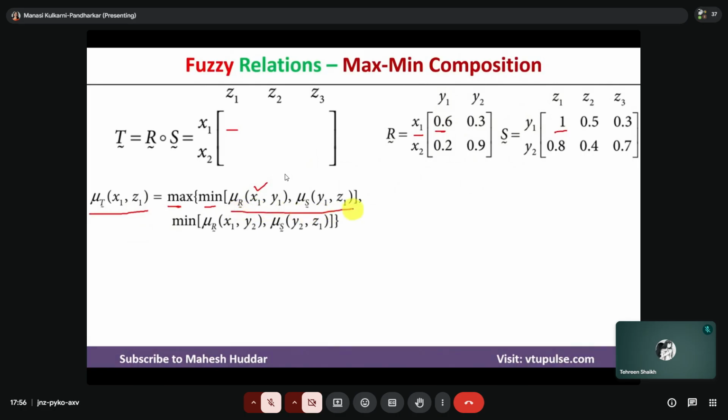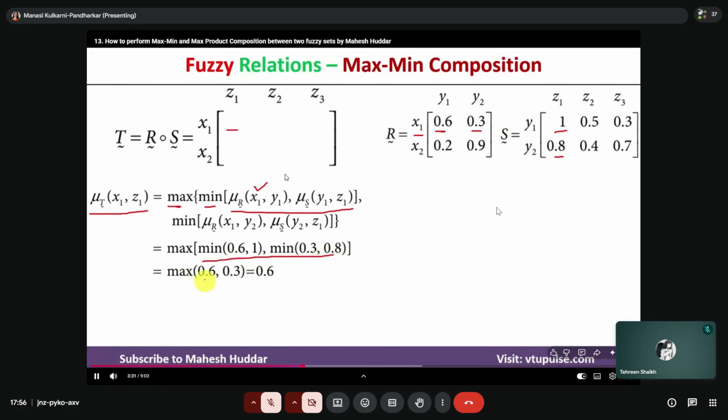This is the first one. And again, we need to start at x1, and then we need to end at y2 here. That is x1, y2, that is 0.3. Now we need to start at y2 and then end at z1. That is y2, z1, which is equivalent to 0.8. So between 0.3 and 0.8, 0.3 is the minimum here. So that is what I have written in this case.